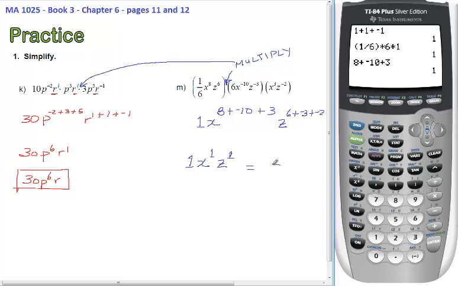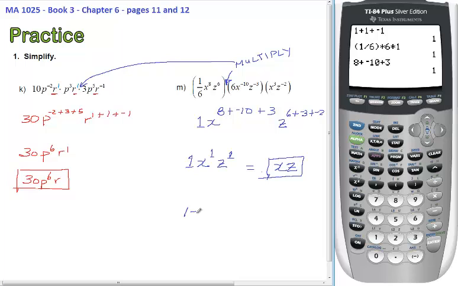That's the same as just having xz. Let me rewrite that. All those 1s are understood. The coefficient and both exponents are understood to be there, so you could write this just as x times z. So there's your final answer, just xz.